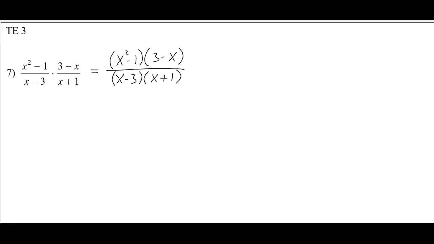So, can I factor anything here? Well, this is not factorable. There's no GCF, and it's not a difference of squares. Same thing for these. Neither one of those are factorable, they're not differences of squares, and they don't have GCFs. But this one right here can be factored. That's a difference of squares. So we're going to do the difference of squares on that.